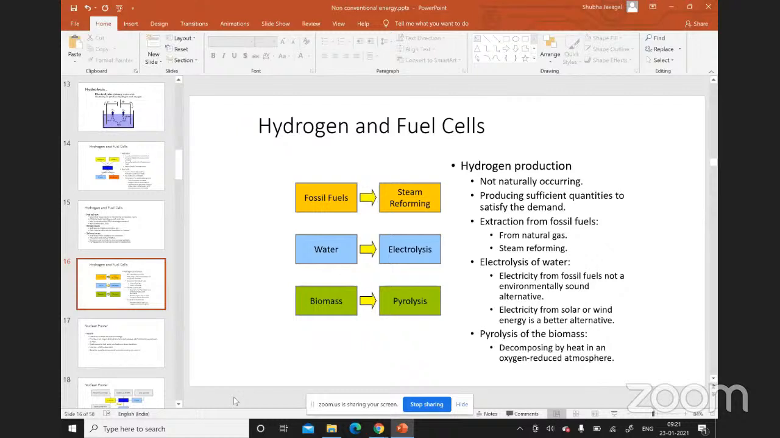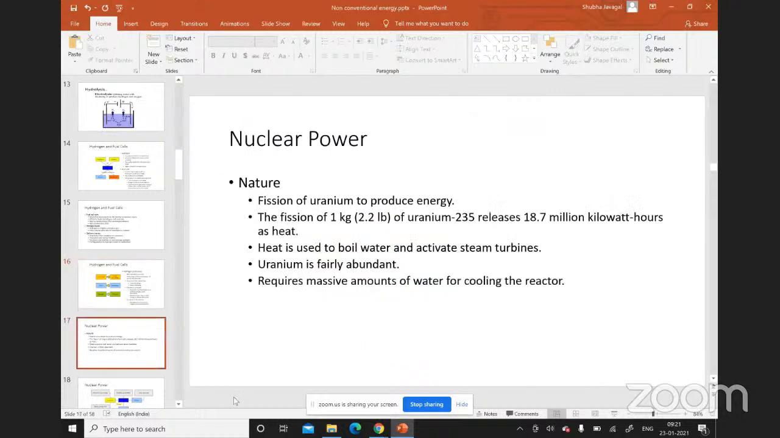And then moving on to the next one, we have nuclear power, right? We have already studied the fission and fusion processes. You might have studied it in your high school as well as your plus two. A very useful and again a very efficient way of generating power.